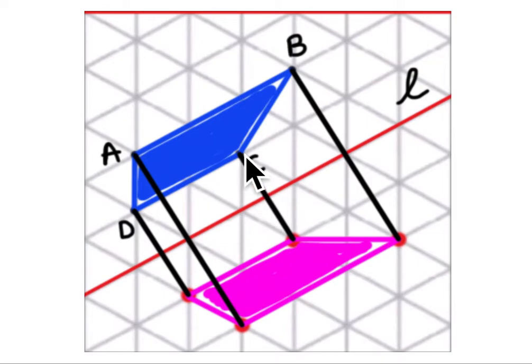C is 1 unit to get to the line of reflection, so it's 1 unit on the other side. So this would be C prime. And D prime, 1 unit to get to the line of reflection and 1 unit on the other side. So the corresponding points are an equal distance from the line of reflection along a line that's perpendicular. So what's perpendicular? It forms a right angle.